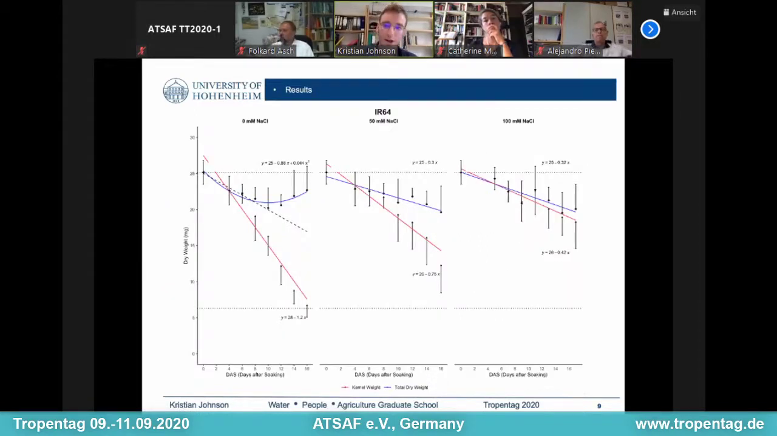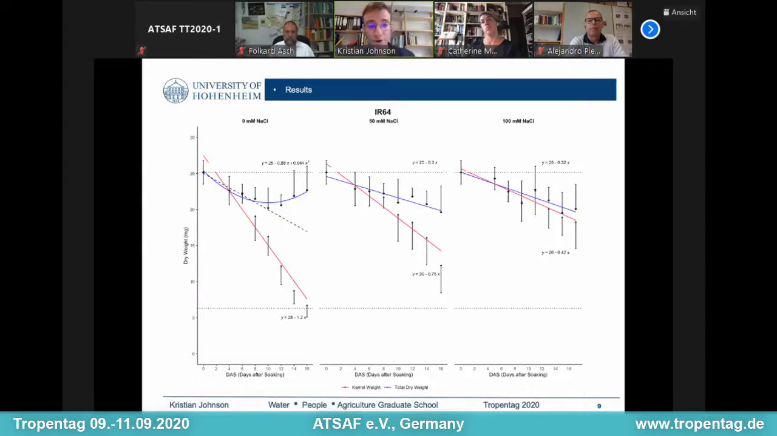So here we have an example of this analysis with IR64, and very nicely reflected here is the effect of salinity. As you can see, it increases across the different treatments. You have 0 millimolar on the left, then 50 and then 100. And just looking at the kernel weight loss, it very nicely tells a story in that there are far fewer reserves being mobilized as salt concentration is increasing.